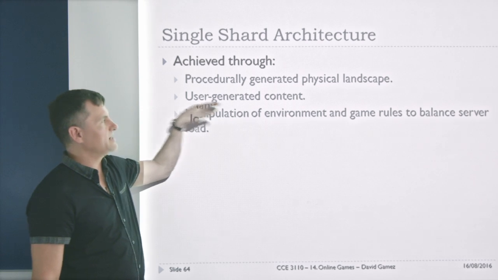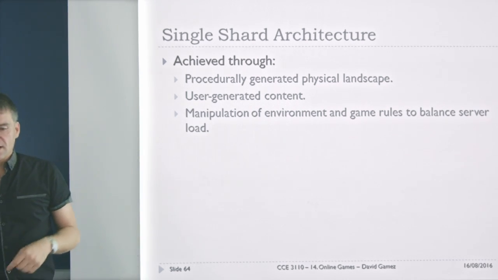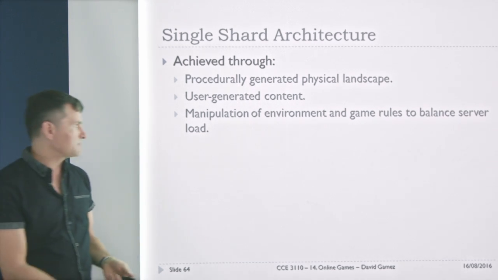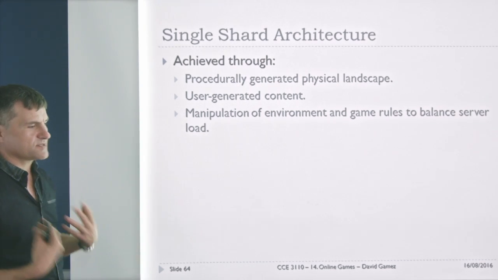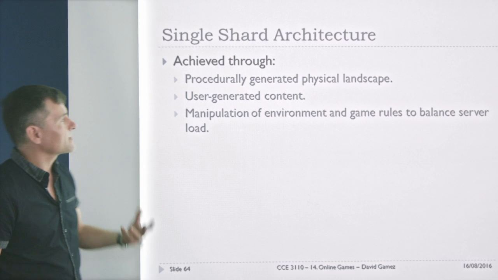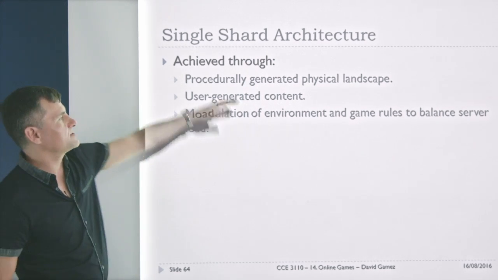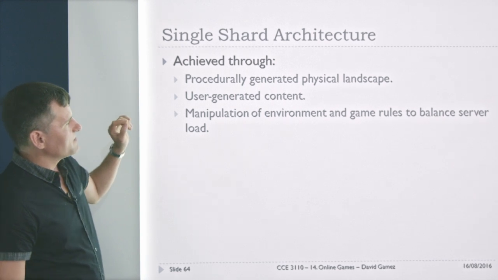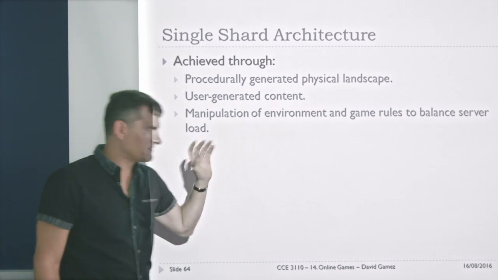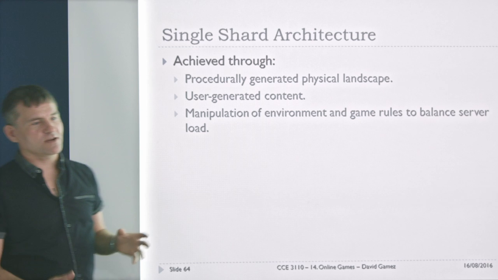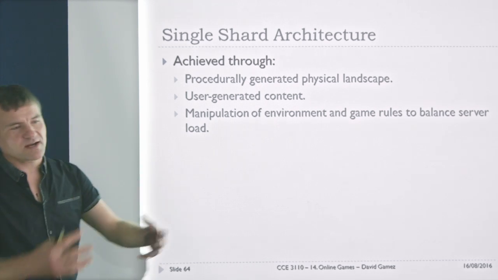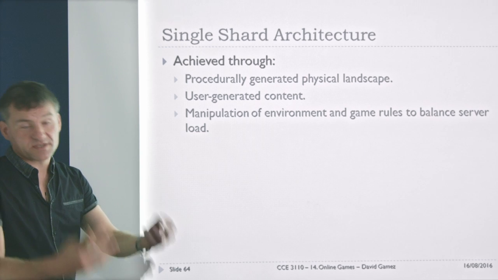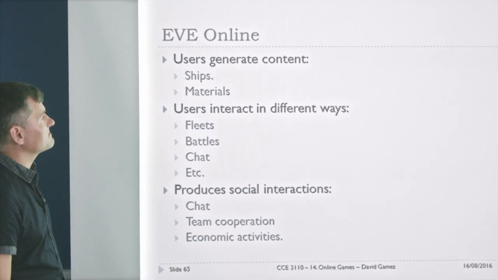And then that's combined with user-generated content. It's the users who are building the spaceships, doing the mining, maybe building cities, spaceports, and so on. So the content is generated by the players themselves, which enables you to have a lot of content superimposed on this procedurally generated physical landscape. Then the people who run this game manipulate the environment and the game rules to balance the server load, so that they attract people to different parts of the landscape and you don't get too much overload of the server that's running a particular star system.